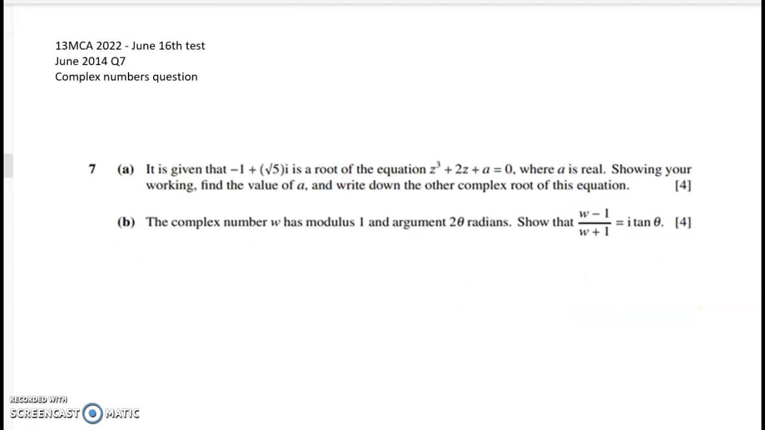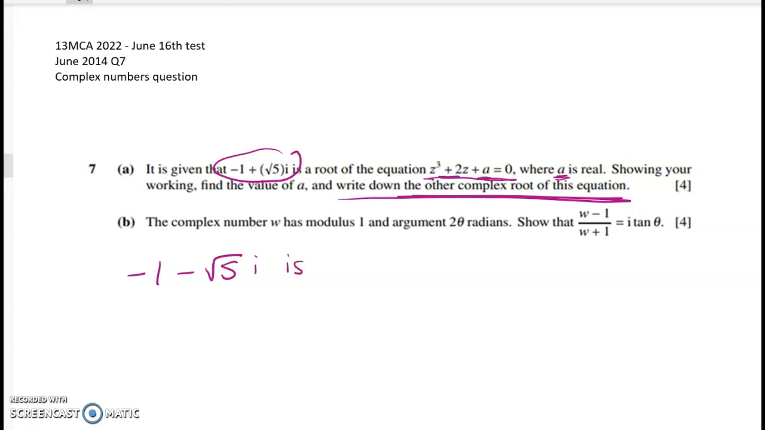So we're given an equation. We've got a cubic z cubed plus 2z plus a is 0, and a is real. So that means we know that we can apply the conjugate root theorem when we're looking for the roots. We're told that this is a root of the equation, and we have to figure out what a is, and we have to give the other complex root of this equation. So straight off, we can say that -1 minus root 5i is a root by the conjugate root theorem, right? The coefficients are real. So there's 1 mark right there.